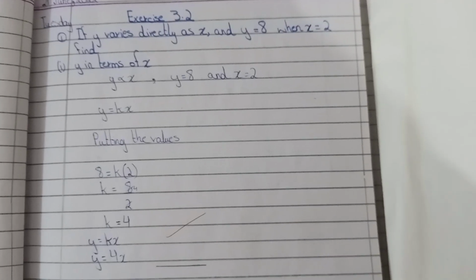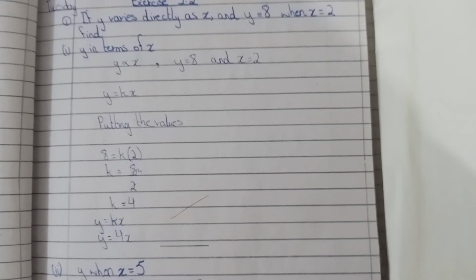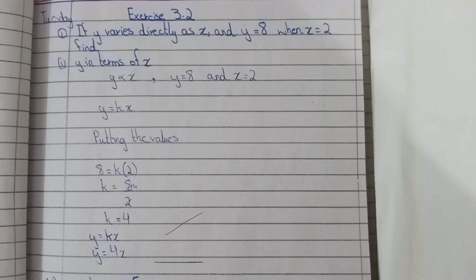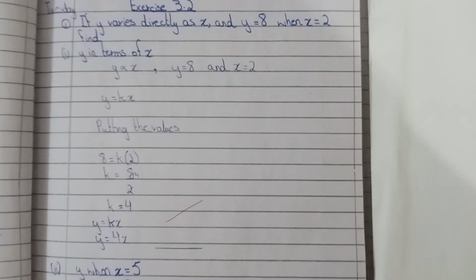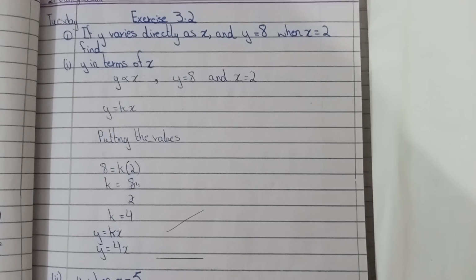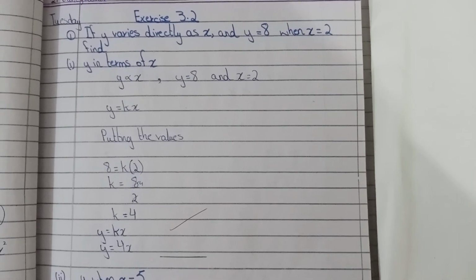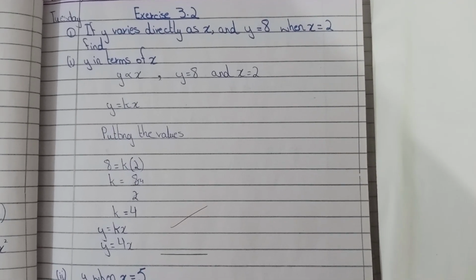Today we are going to start exercise 3.2. It is about variation. There are two types of variation: direct variation and inverse variation. In direct variation, if one quantity is increasing, the other will also increase. If one is decreasing, the other is also decreasing.